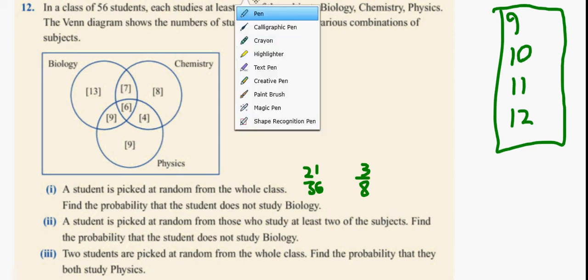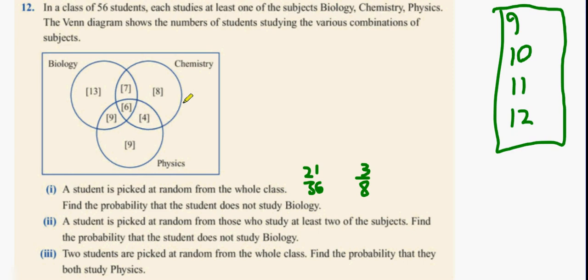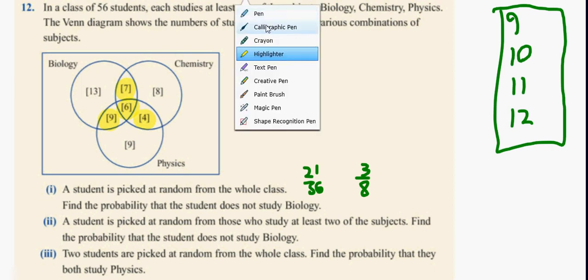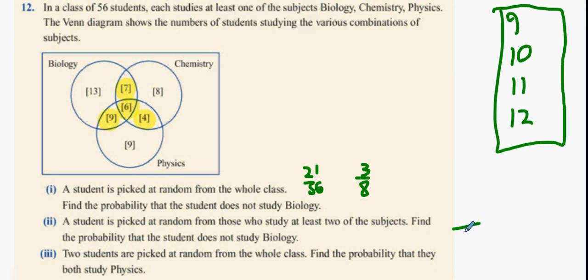Well, that's different. At least 2, what does that mean? You can have 2, you can have 3. 2 or 3, isn't it? How many students are in this region? How many? 26. So, you know it's out of 26. Find probability that the student does not study biology. Which one hasn't got any biology in it? The number 4. 4 out of 26 is 2 out of 13. Okay.